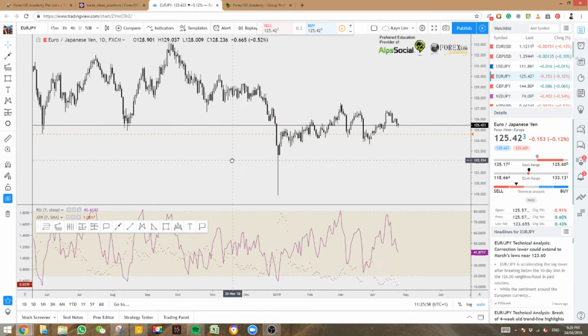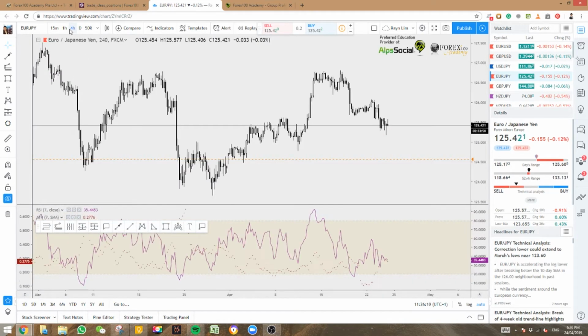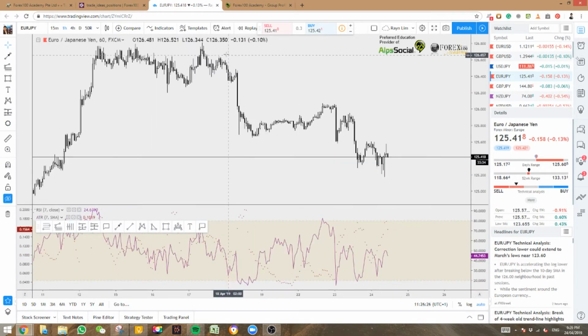On the Euro Yen daily chart, I am looking at the market came down, then go into consolidation. So take note, consolidation at this area. Head down to the 4 hour chart. Market retested the previous high, then it started to go down, and it had consolidation and went down further. Head down to the 1 hour chart, let us have a look. Market came down, consolidation and went down further.